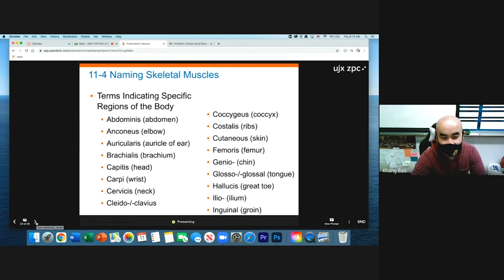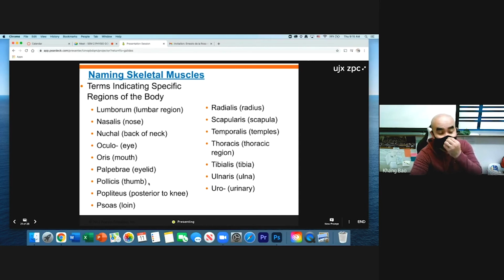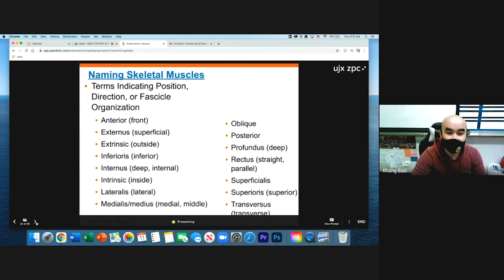Do I expect you guys to remember all of them? No. But just know the general idea that you can name them by location, by shape, and by how they're fascially organized. Region, there are a lot of muscles within region. For example, the tibialis muscle has to do with the tibia. Tibia, fibula, if you remember. Ulnaris has to do with the ulna, radius, and so on. There's more, okay?